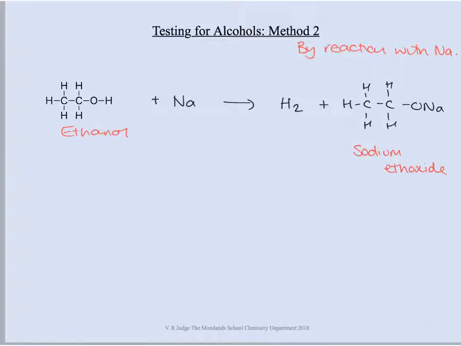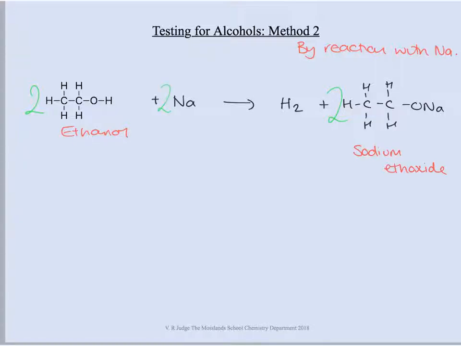So if we just look at balancing that equation now, we have got 2 hydrogens on the right, so we'll need 2 of your alcohols to provide those 2 hydrogens. Then we've got 2 ethyl groups, so we'll need 2 of those, and now that's given us 2 sodiums on the right, so we'll need 2 of those.